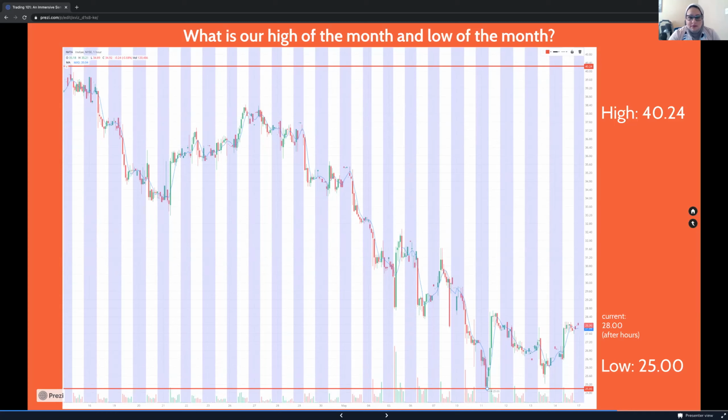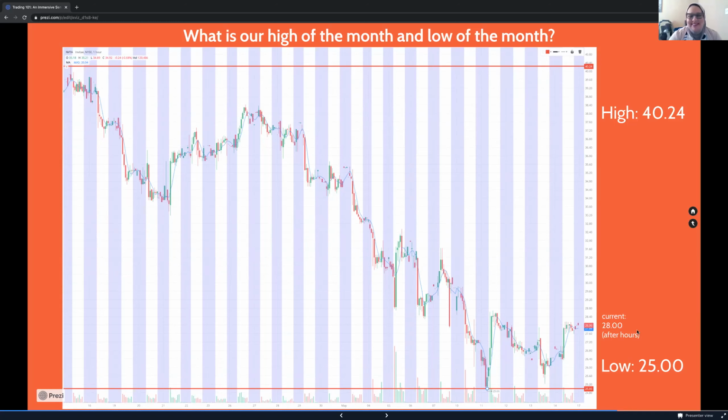So we have to look at our reward and risk ratio. Our high is $40.24. The low is $25. This is the monthly high and the monthly low. And the current price right now is $28. Okay. And I'm stopping you again. Now, when I open up a 1 month chart and I see something that looks like this, right away I'm so excited. I'm like, yes, oh, I love this.